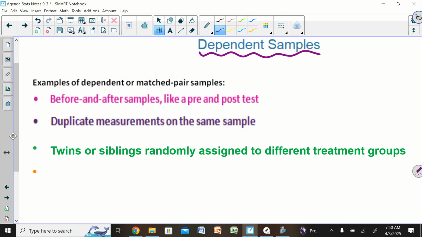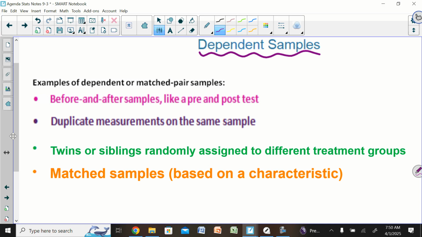Or if it's not twins or siblings, sometimes we'll just do matched samples, matched pair samples, so based on a characteristic. So maybe I take all of my students and I want to do something with their test scores. So I take the two highest GPAs and I randomly assign them to two different groups. And then the next two highest GPAs and randomly assign those to the two opposite groups. So then I can do a matched pair because I feel like I have set up my two groups that I'm going to test the difference between the means. I feel like I've set them up pretty evenly, even though they're different people.